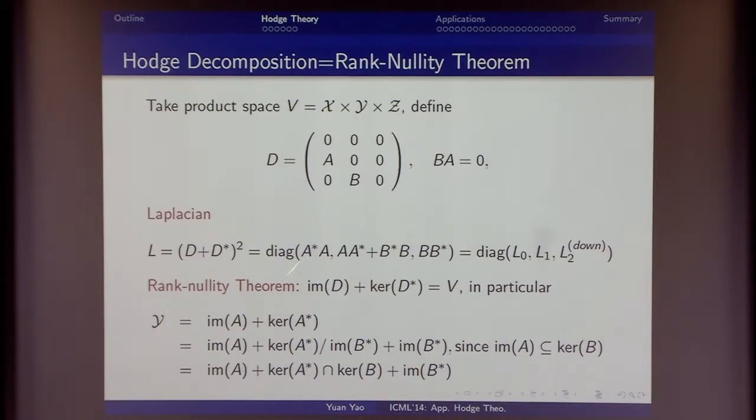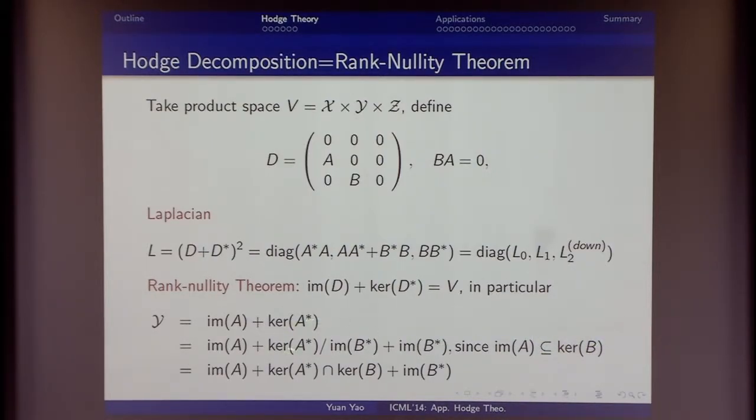So in the middle Y, the image of D is implied by the image of A. So you take the image of A here. And the kernel of D transpose, D star, this one appeared here, will be the kernel of A star. And because we know AB, this composition, must equal 0, the image of A must lie in the kernel of B. In the other direction, the kernel of A star must include the image of B star.